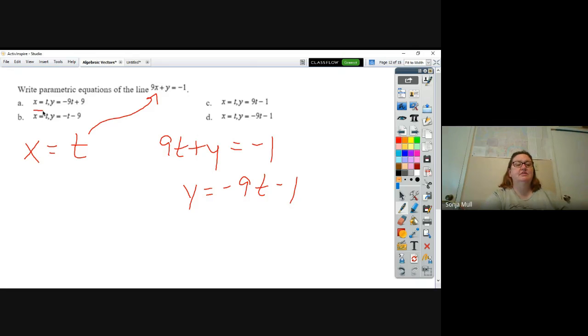So x is t is the first thing in all of these, so that doesn't help me narrow this down. But I'm going to look for -9t minus 1. And so the answer is D.